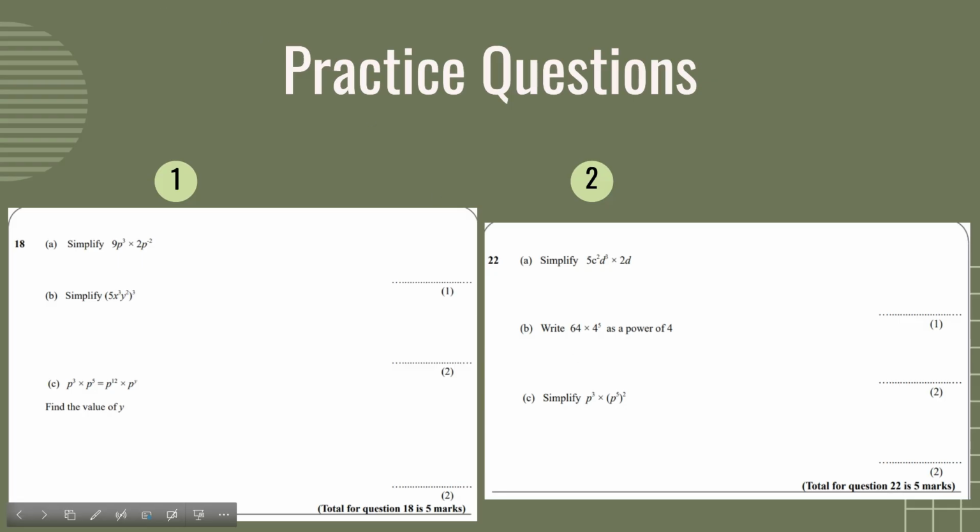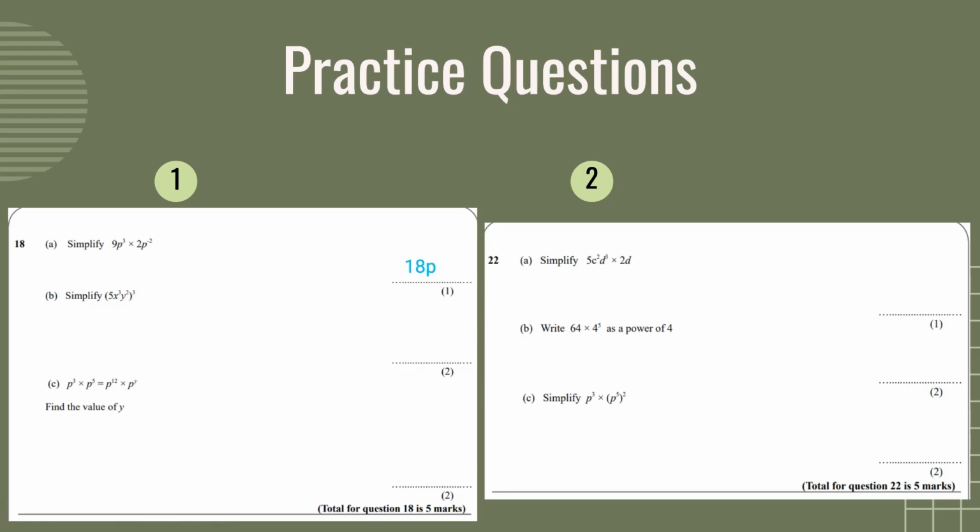In part A, we are asked to simplify 9p cubed times 2p to the power of minus 2. First, we multiply our numbers together. 9 times 2 equals 18. And as our base letters are the same, we simply add the powers, 3 and minus 2, leaving us with just 1. P to the power of 1 is just p, so we leave our final answer as 18p.